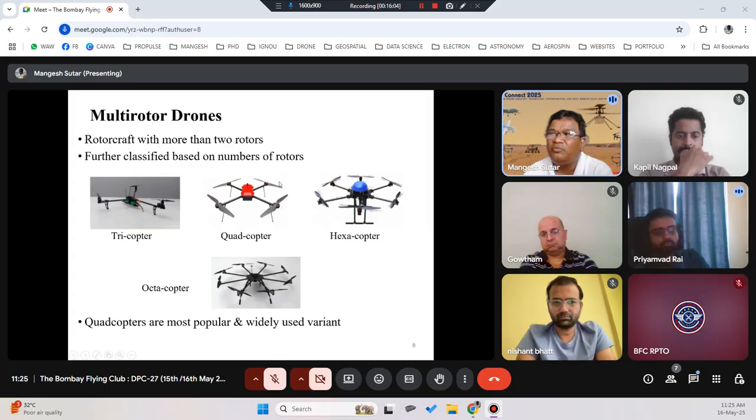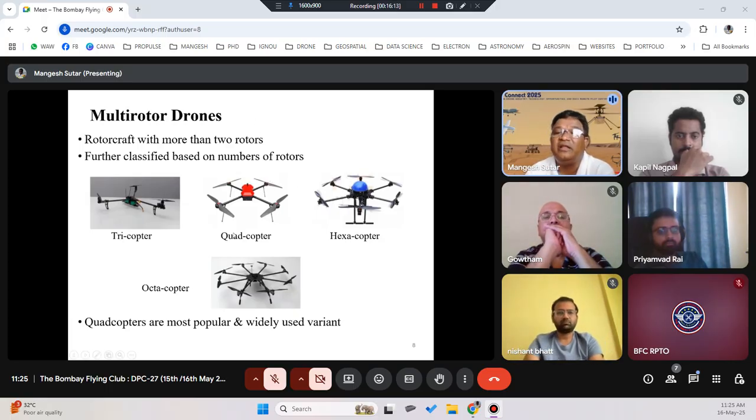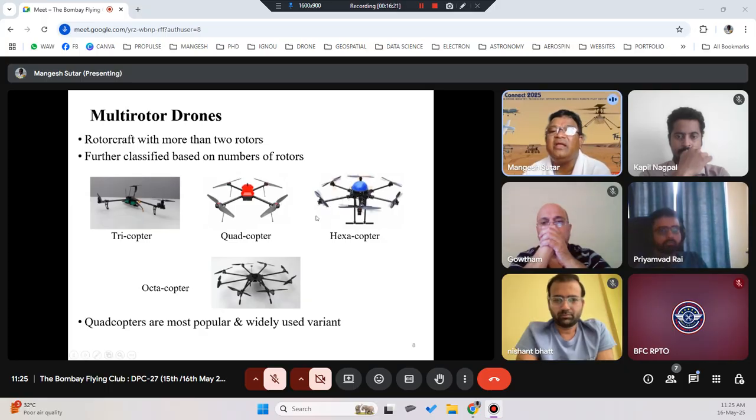So DJI drones are more or less always quadcopters. DJI has been very effectively designing their drones around quadcopter technologies. Even their agriculture drones they have designed using quadcopter technology only. Some of the other drones in agriculture are being made with a hexacopter design.